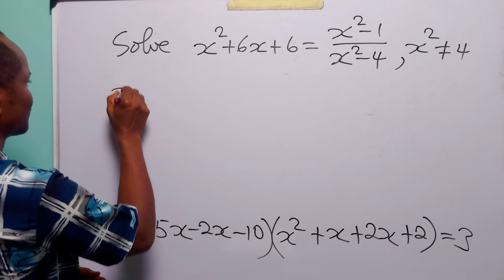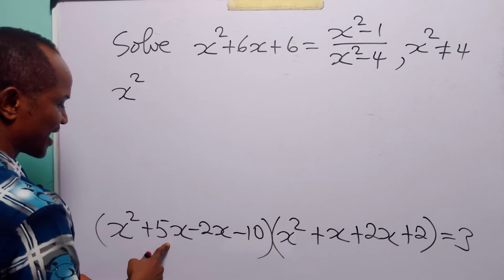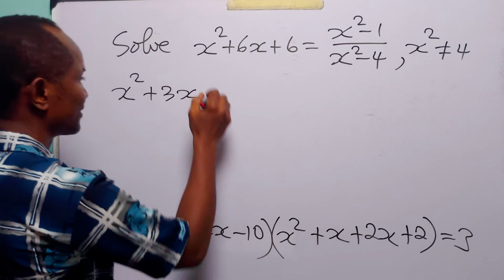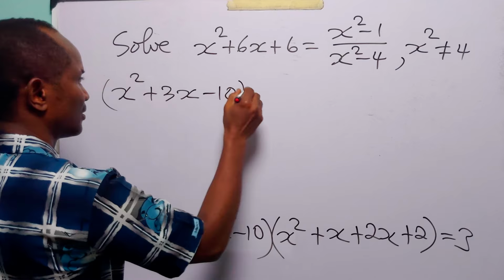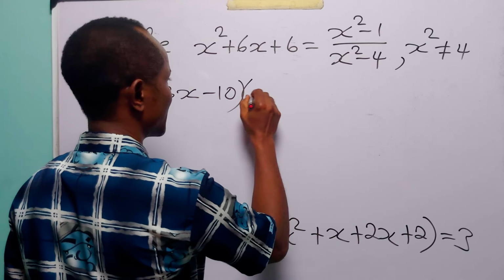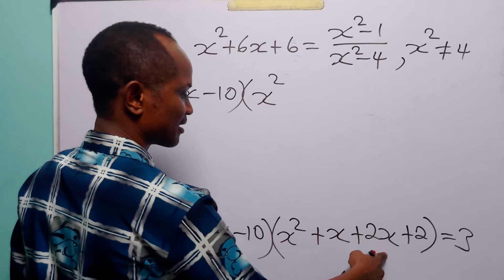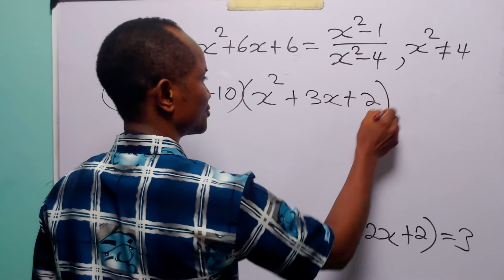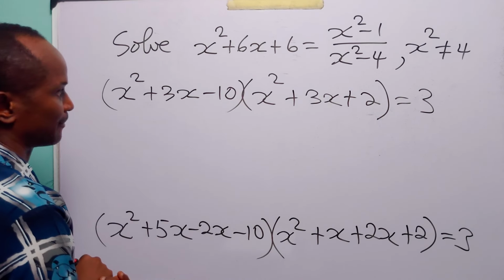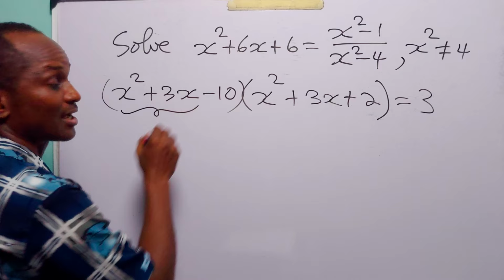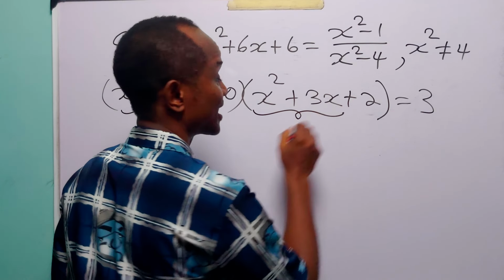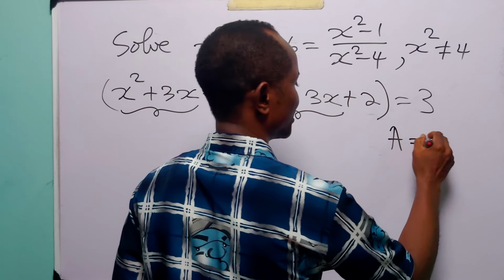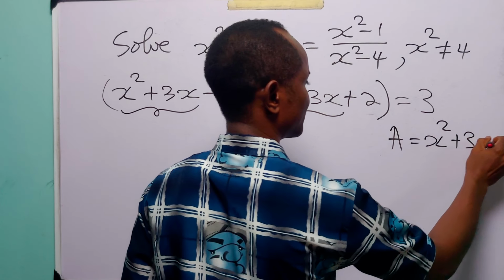And from here we have x squared. 5x minus 2x is plus 3x, minus 10. While from here we have x squared, x plus 2x is plus 3x, plus 2, and this is equal to 3. Now notice that we have x squared plus 3x, and here we also have x squared plus 3x. So we do a substitution. Let a be equal to x squared plus 3x.